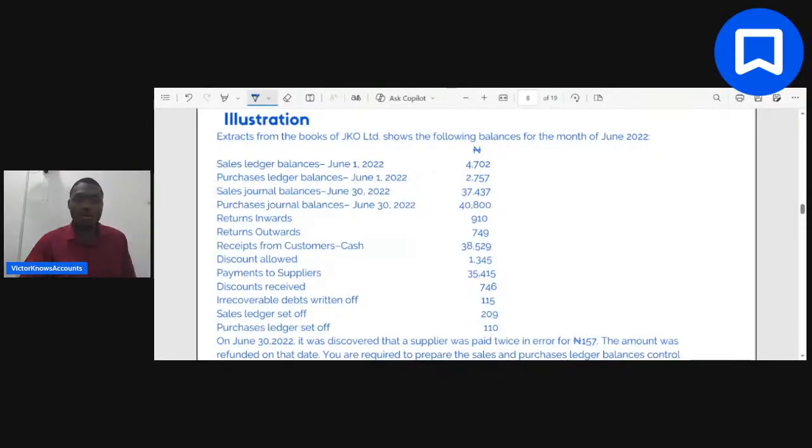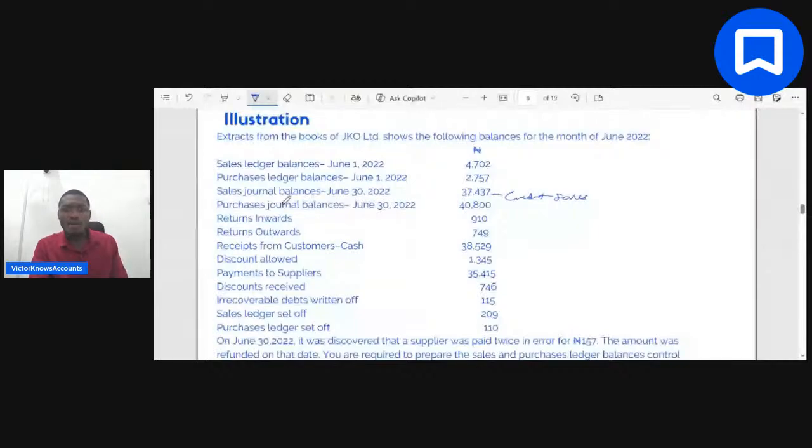Now, these sales journal balances, don't forget, what are you going to have in your sales journal? Another name for sales journal is sales day book. So what we have here is our credit sales. Do you understand that? So it is our credit sales.